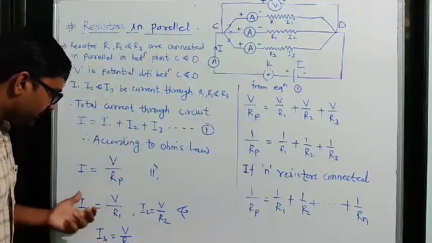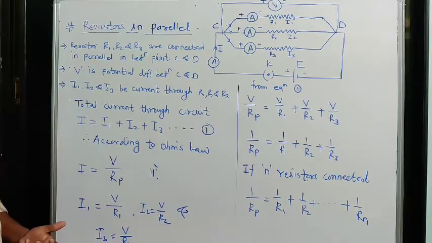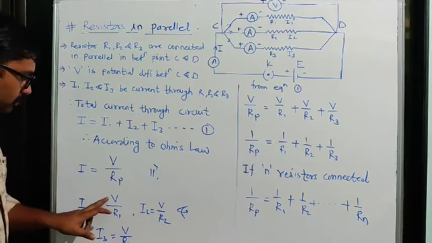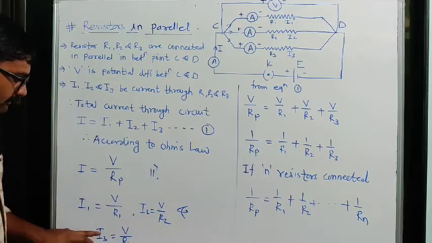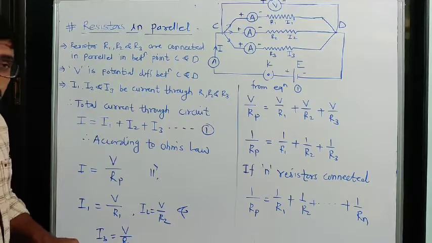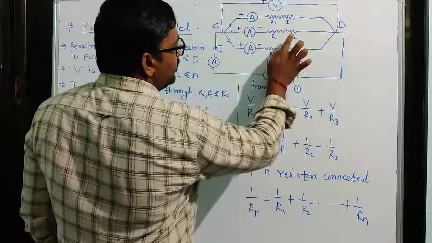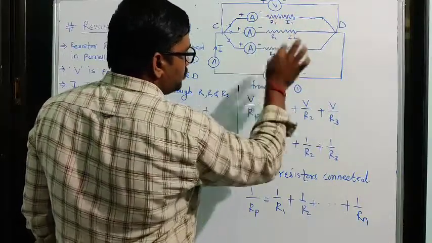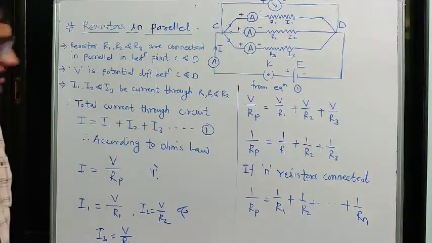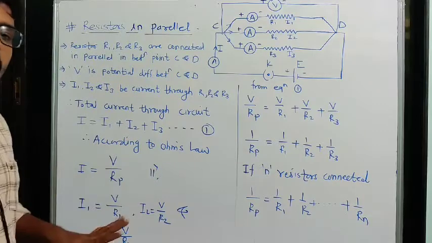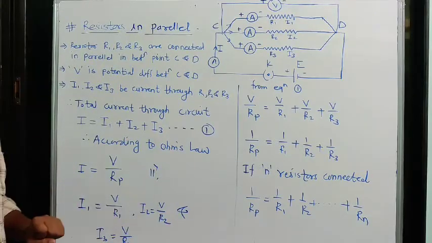So in such a way we can calculate the values of I1, I2 and I3. I1 will be equal to V by R1, I2 will be equal to V by R2, and I3 will be equal to V by R3. I1 is the current through resistor R1, I2 is the current through resistor R2, and I3 is the current through resistor R3. By using Ohm's law we can find the values of the currents I1, I2 and I3.